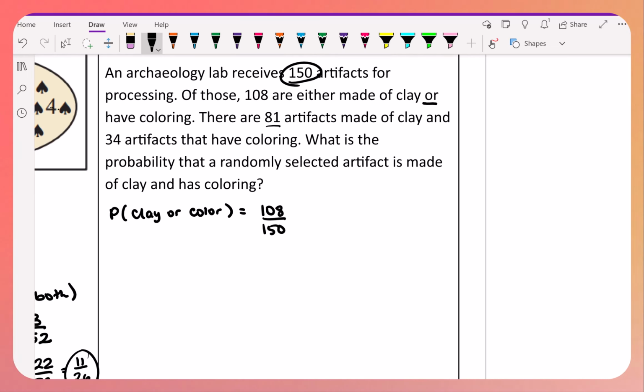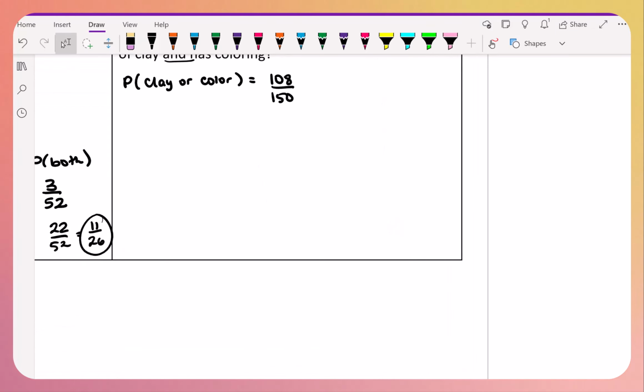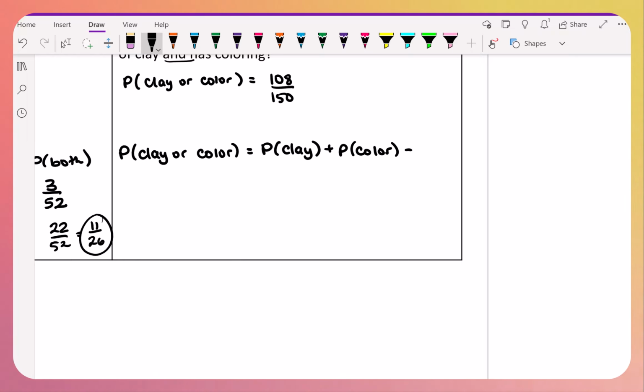There are 81 artifacts made of clay, and then I have 34 artifacts that have coloring. What is the probability that a randomly selected artifact is made out of clay and has coloring? So it gave us the information for the or, clay or color, but not the and. So what we can do is use the formula for the or to help us find the and. Since this is an or, you can split it up in the probability of clay plus the probability of the color, and you have overlap.